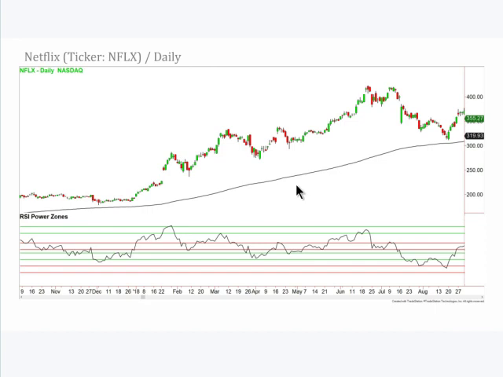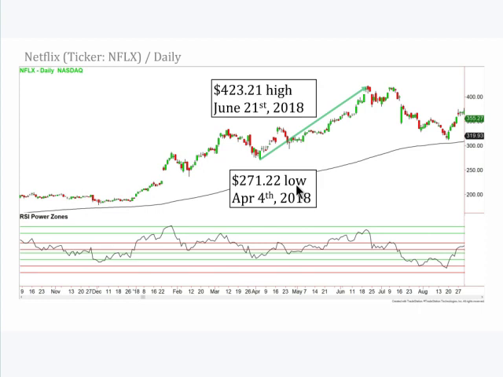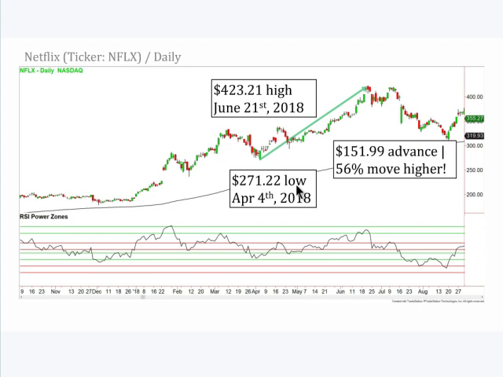So what was the size of the move? It started at this low here at 271.22. It went up to this high at 423.21. That is a $151.99 advance, percentage-wise a 56% move higher. Who would want a piece of that? Even if you just got 60% of that move. Type a Y for me if you would have liked that. How about even 50% of it? You don't have to get in at the exact market lows and highs, guys, to extract your profit from the market.